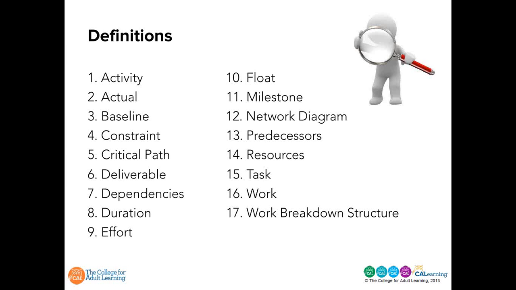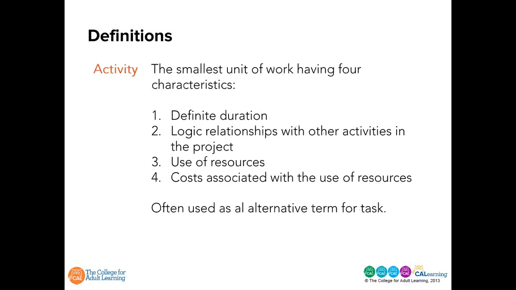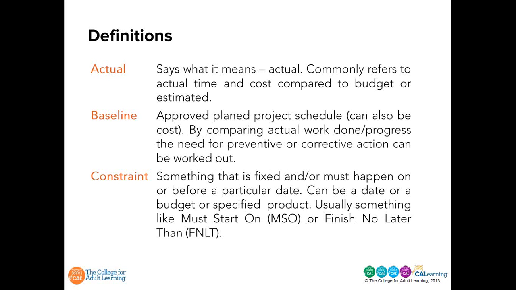So let's work through these one by one so that we're very clear of what they all are. Now, an activity. Smallest unit of work having 4 characteristics: a definite duration, logical relationship with other activities, use of resources, and some costs. And it's often used as an alternate term for task. And actual. Actual says exactly what it means. Commonly refers to actual time and cost compared to budget or estimate.